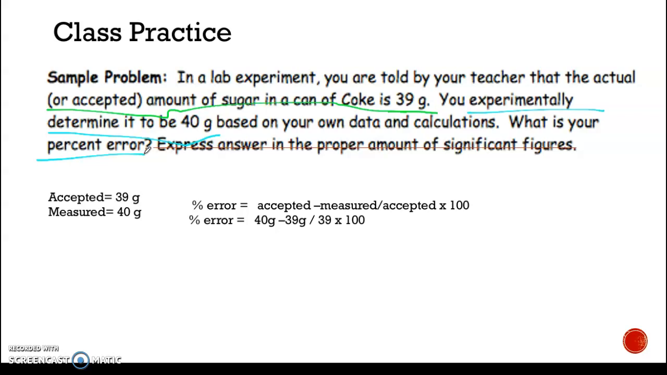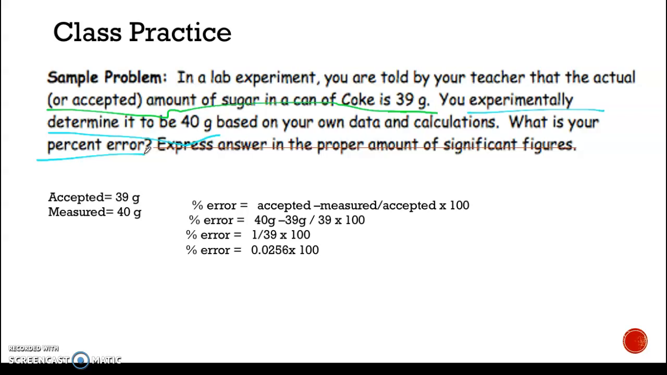I'm going to do my subtraction first. Always remember that, subtraction first. So I get 1 over 39 times 100. I'm then going to do my division next, so 1 divided by 39. 1 divided by 39 is not 39. Use the calculator. So 1 divided by 39 gives us 0.0256.